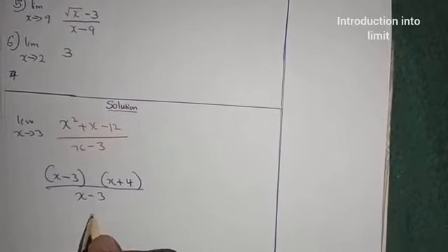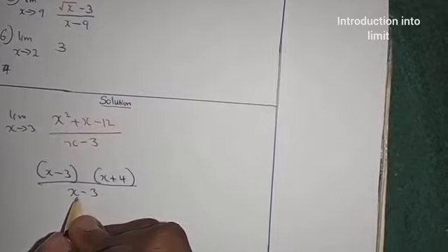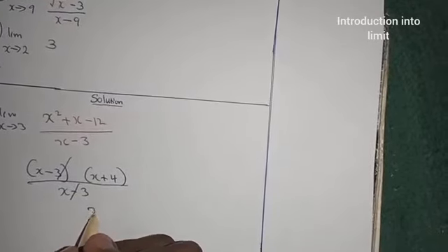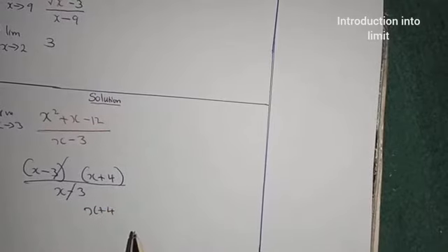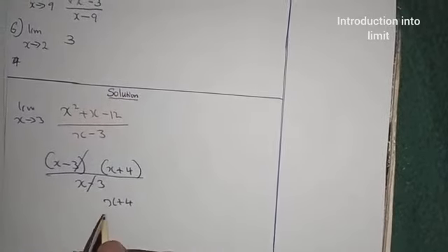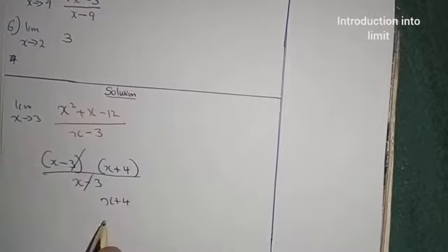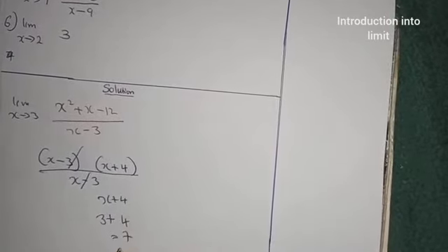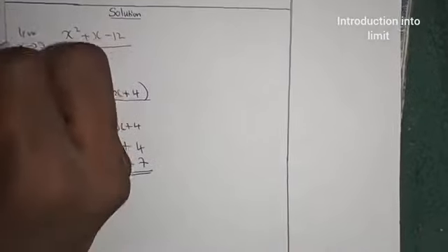If you look at the denominator and the numerator, you will see that x minus 3 and x minus 3 are the same, so they cancel each other. Now it will be x plus 4. So now we substitute the value of x directly. Since x is 3, it's going to be 3 plus 4, which is equal to 7. So this is our number 1.